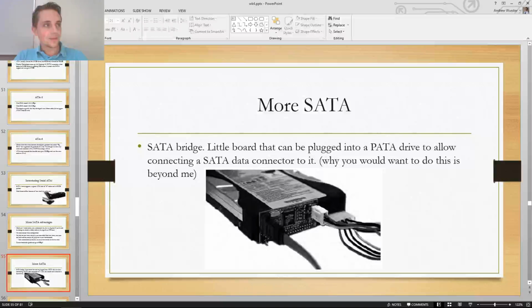Now here's something that kind of puzzles me. This is a board which I've literally never seen ever. And apparently, you plug it into a PATA port, and then it has a plug on the other side for SATA, which is kind of handy if you need it, but... You have a portable drive, to use it. The older ones had those built in. A lot of them had IDE drives in them.